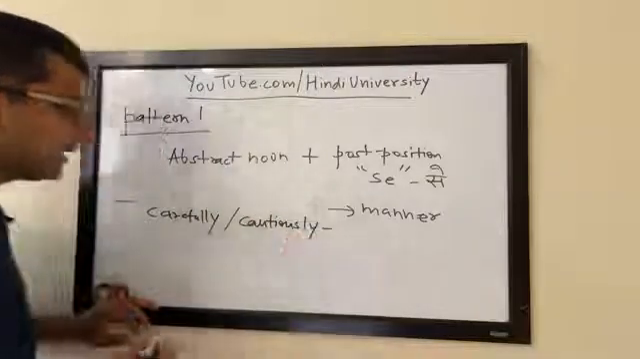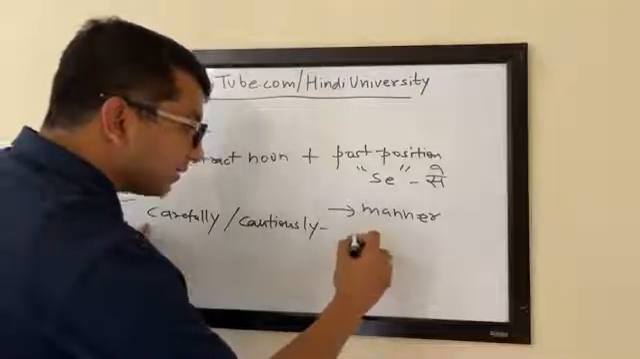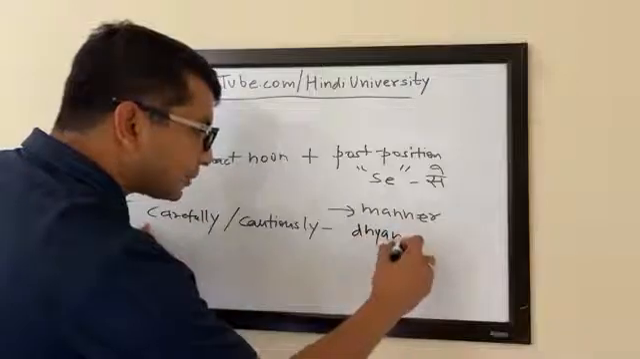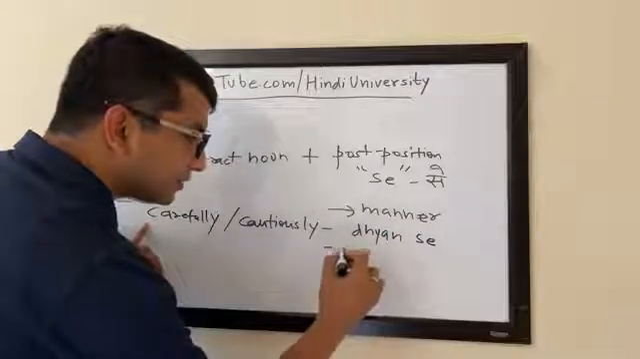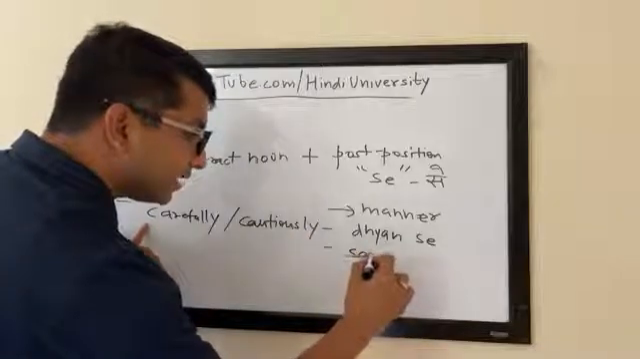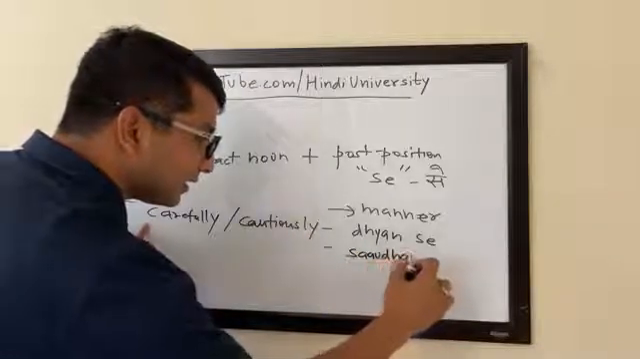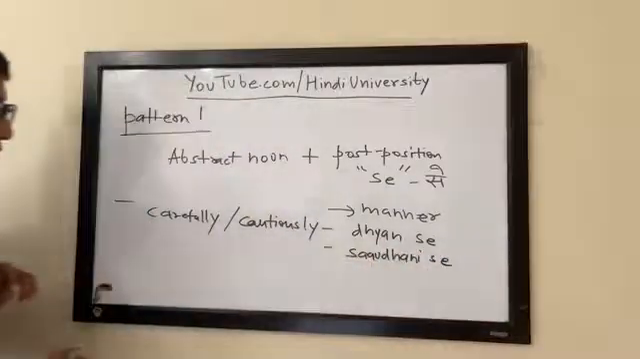How do you say that? Carefully or cautiously? ध्यान से. Dhyan se. Okay, so you have a dhyan, an abstract noun with se. There's another one which is cautiously. सावधानी से. Very good. Saavdhaani se. You took the abstract noun and you put se next to it.